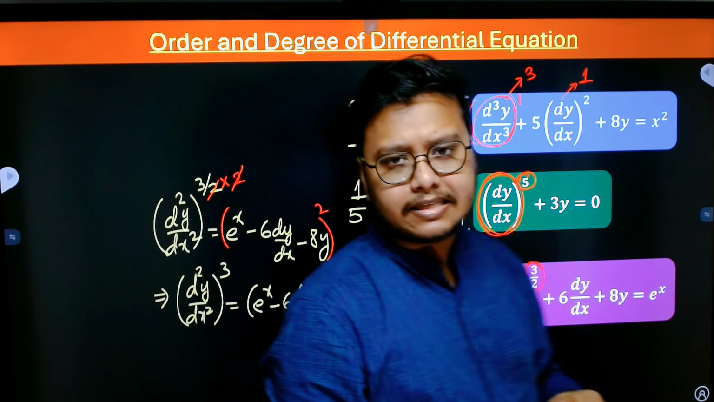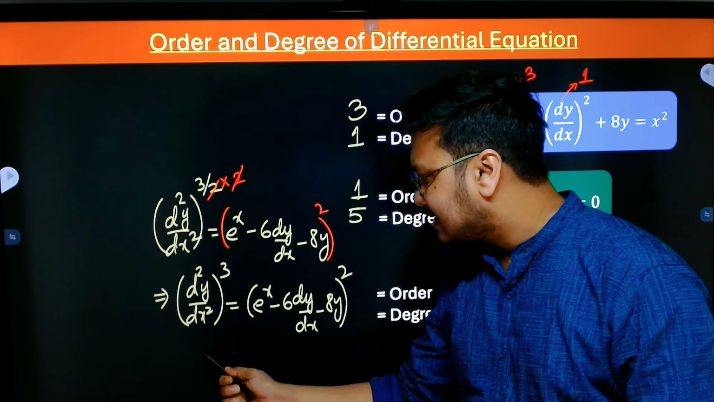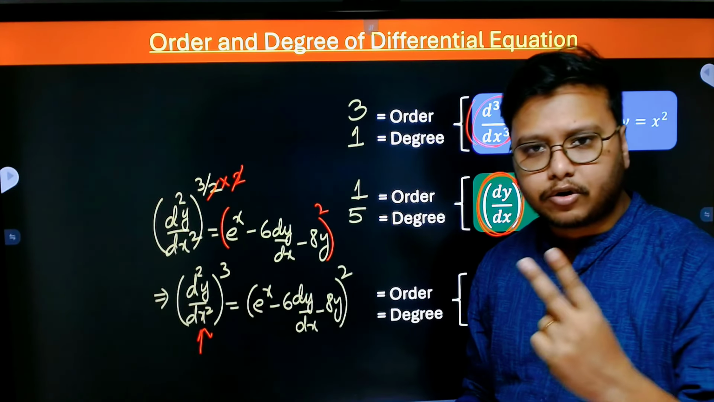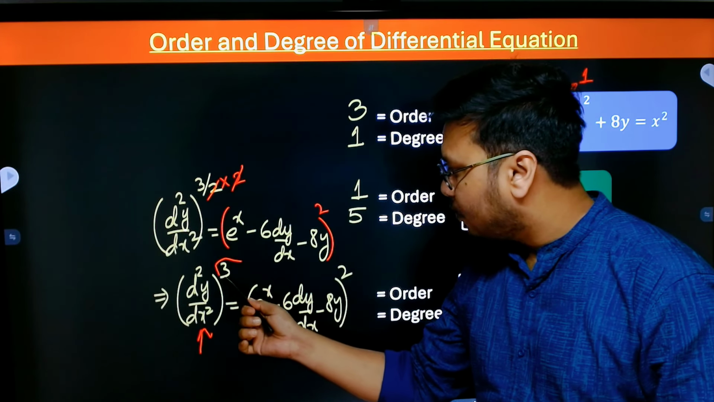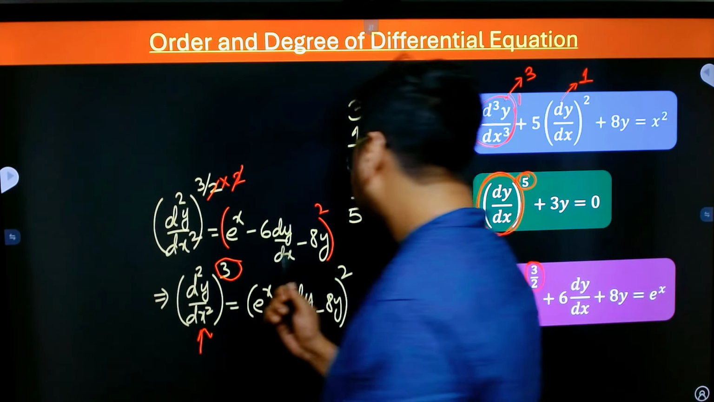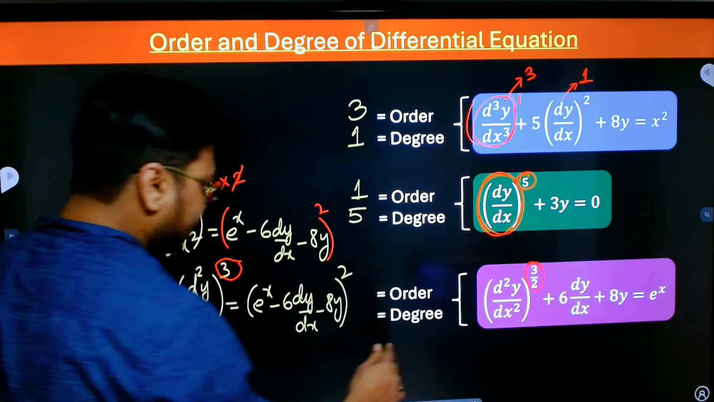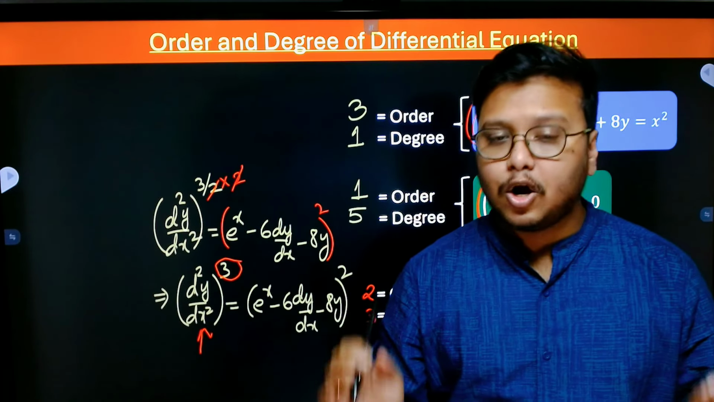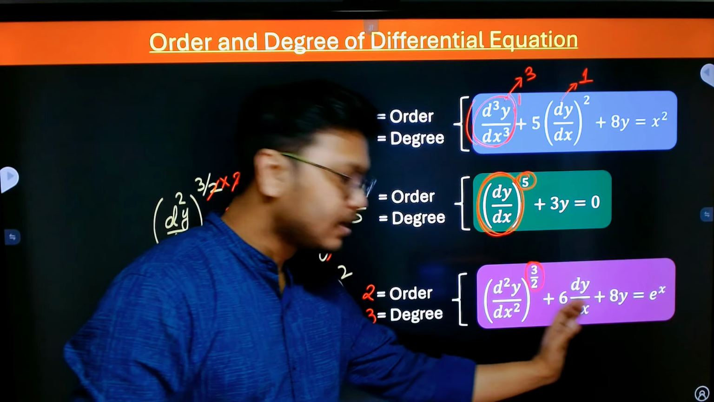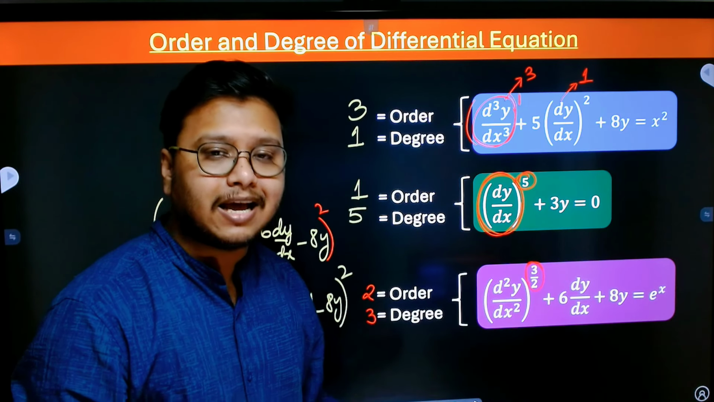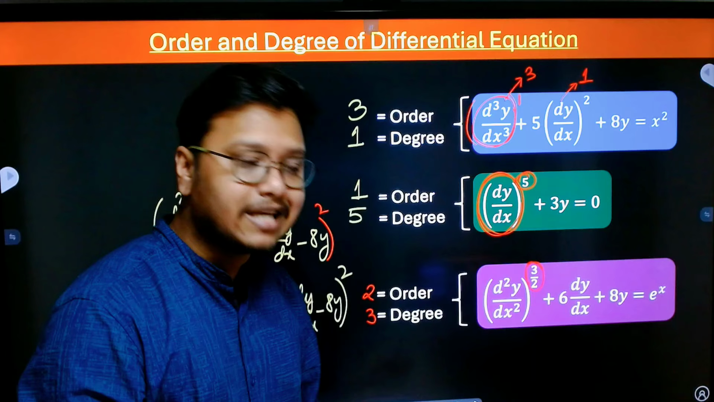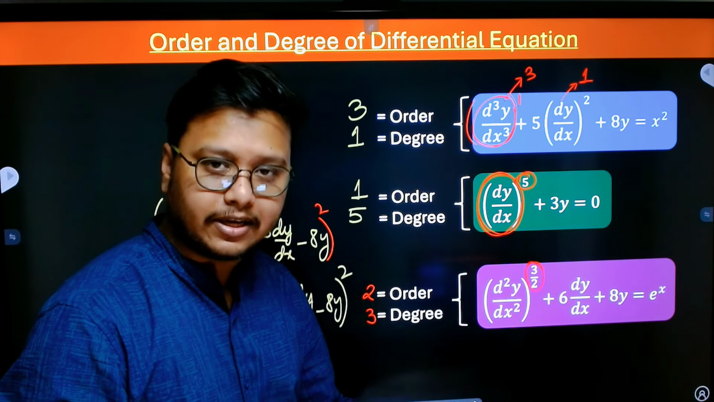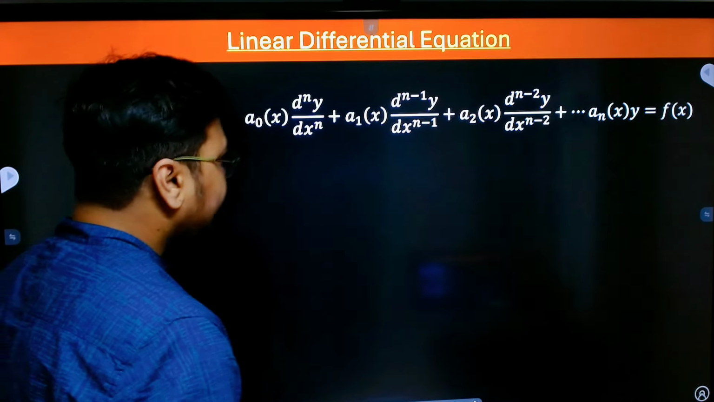Now here we can see that the highest order present is this particular term which has an order of 2 and its corresponding power is 3. So this particular differential equation has order 2 and degree 3. The most important thing here is that we had to get rid of the fractional power from the derivative. All the derivative terms must have integral power before we decide what the order and degree are. Okay, so let's move on from here.